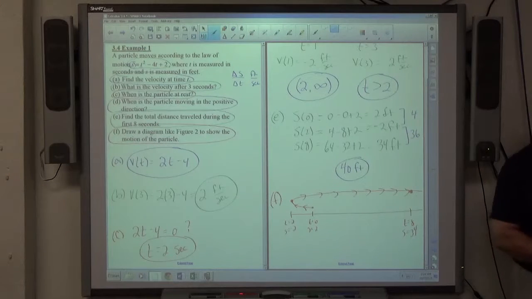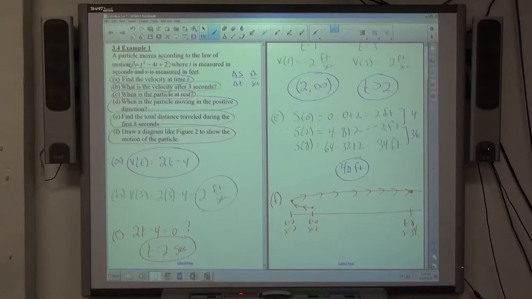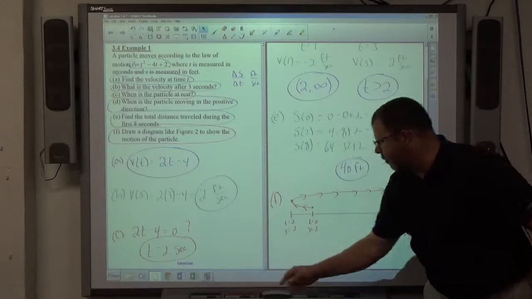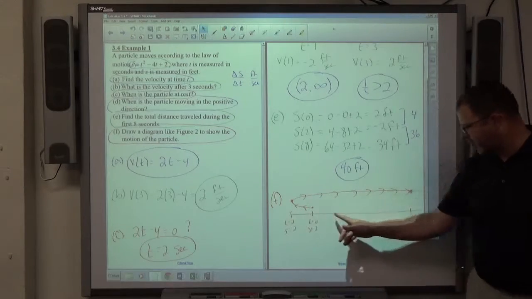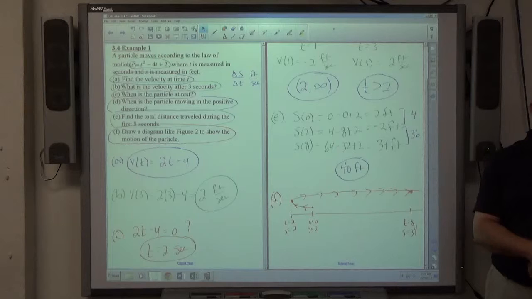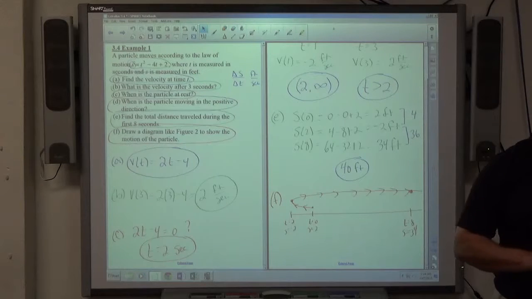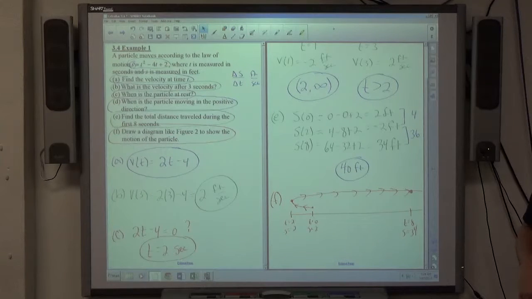Doesn't have to be beautiful arrows. All right. That's the motion of the particle. And again, that very well demonstrates that 40 feet. We went 4 feet left and then 36 feet right to go a total of 40 feet. All right, make sure that you give me distance, not displacement on question E.